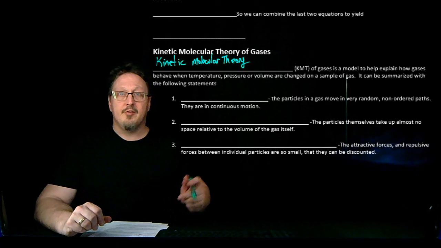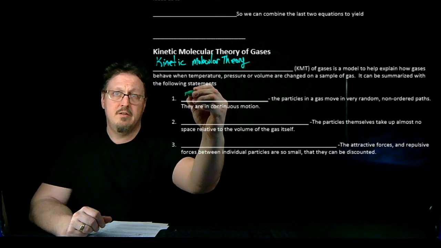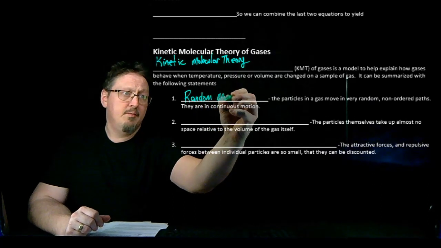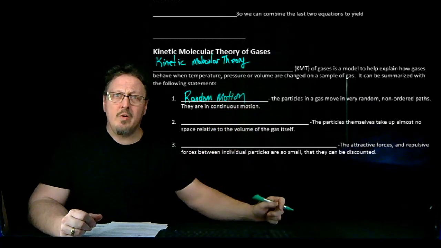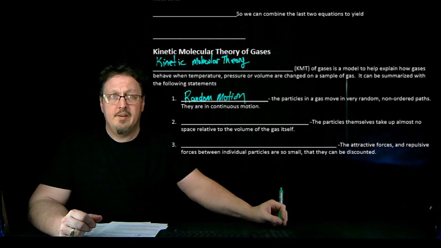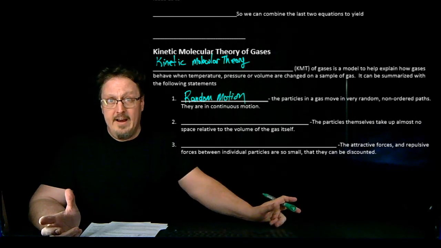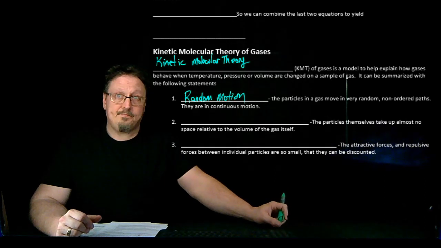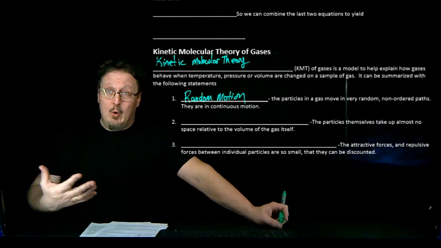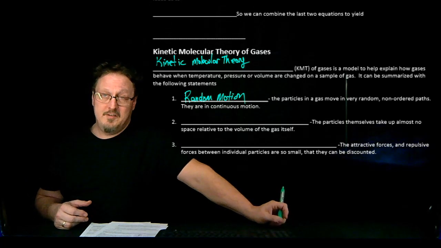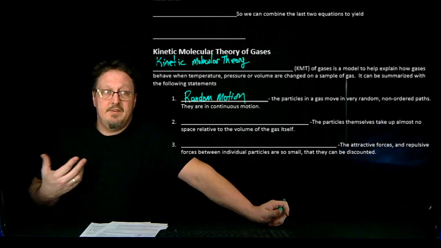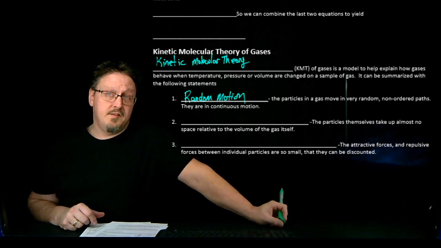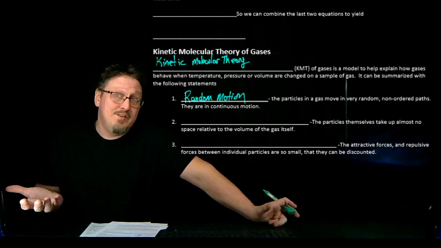So first thing is that random motion is one of the most important precepts of kinetic molecular theory. What it says is that the particles in a gas move in a very random, very non-ordered path, and that they are in constant motion. It is important that we understand those particles are moving all over the place. The motion of the particles is probably part of the reason that we see some of the properties that we do. And so we just need to know that.